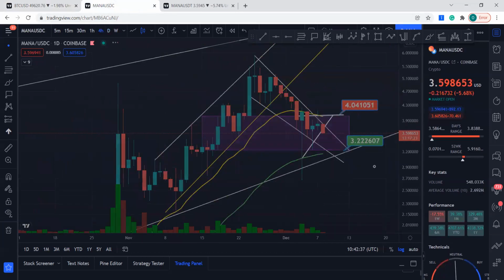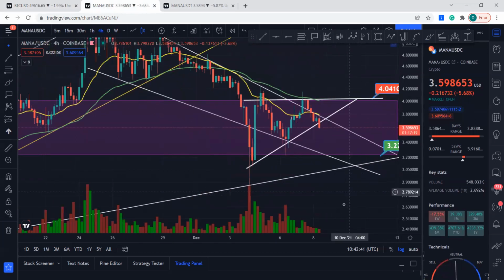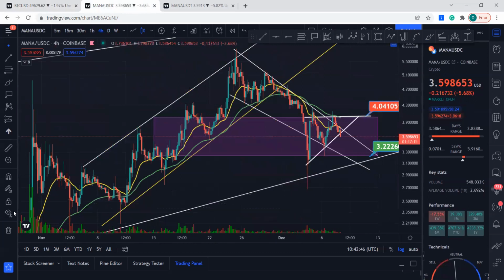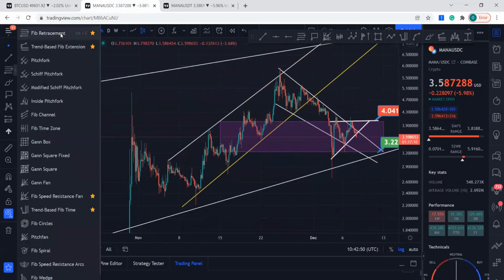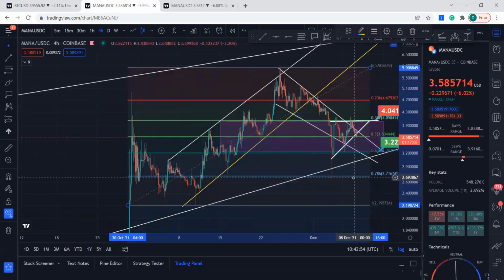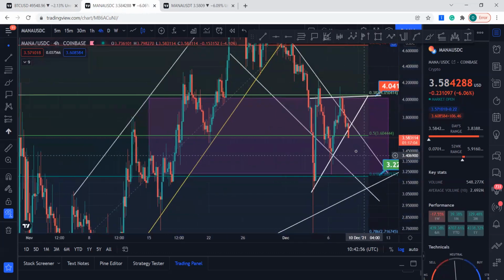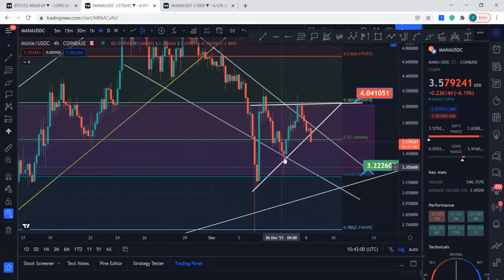So see, it's trying to get to this level right now as we speak. Now, if we go to the 4 hourly, let's see what's going on. Okay, it's broken out of this range. So most probably, if you take out your Fibonacci's, measure this. Okay, you can see that it's coming to the downside right now.